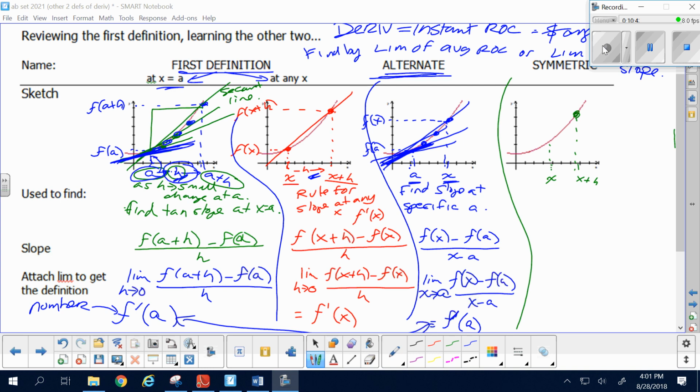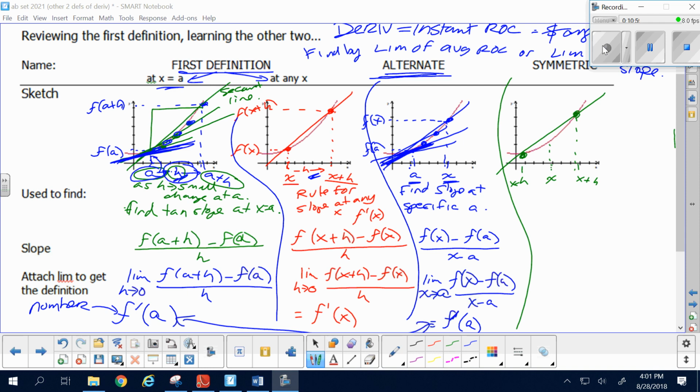Symmetric means same on either side. So if we create a second point, the exact same distance on the other side, then it would be x take away an h. I'm still going to draw between 2 points. Now, we're going to move both points together.